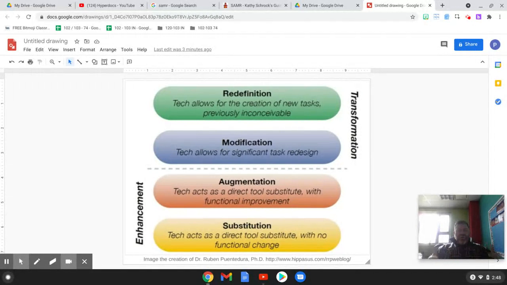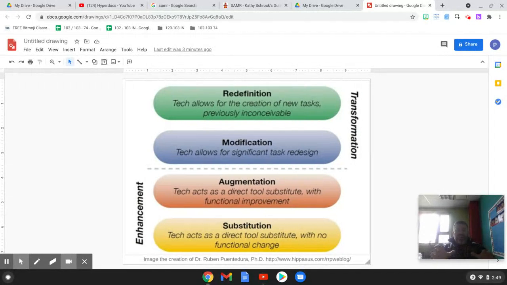Let's substitute technology. So tech acts as a direct tool substitute with no functional change. What that means is, instead of writing my paper, I am now typing my paper. Right? No spell check, nothing like that. I'm just now typing my paper. Okay? I've substituted paper and pencil for the computer. All right? That's our substitution.